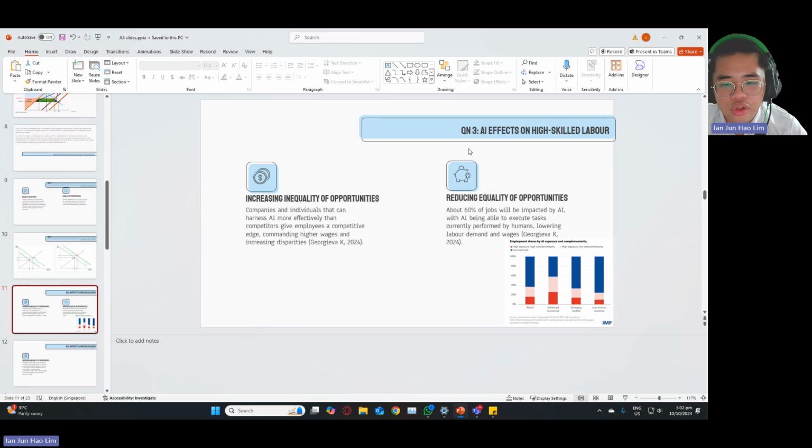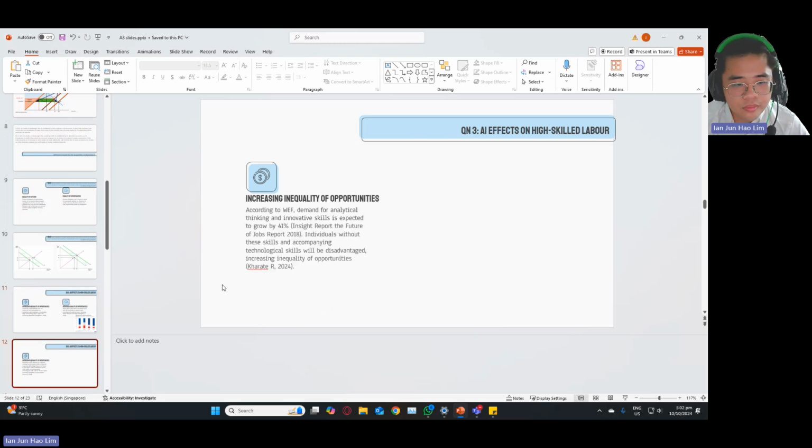Next, AI can reduce the equality of opportunities, as about 60% of jobs will be impacted by AI, where AI is able to execute tasks currently performed by humans, lowering labor demand and wages, because why would people want to hire employees when they can just get AI to do it for them? Next, AI can also increase the inequality of opportunities. According to the World Economic Forum, demand for analytical thinking and innovative skills is expected to grow by 41% by the end of 2030.